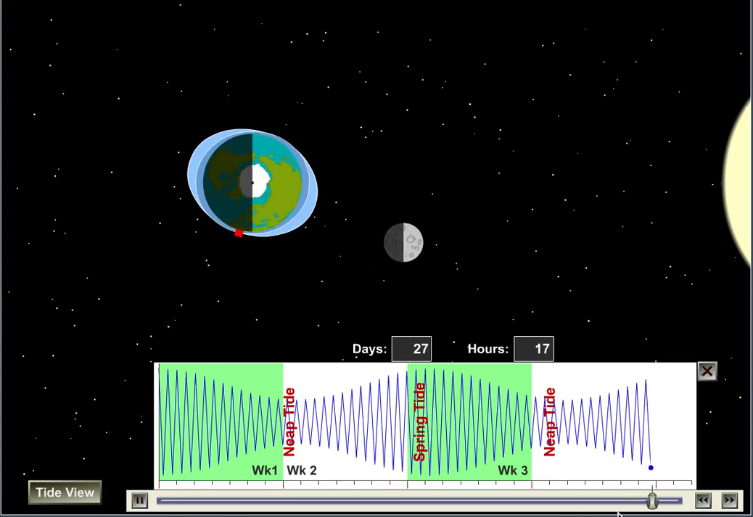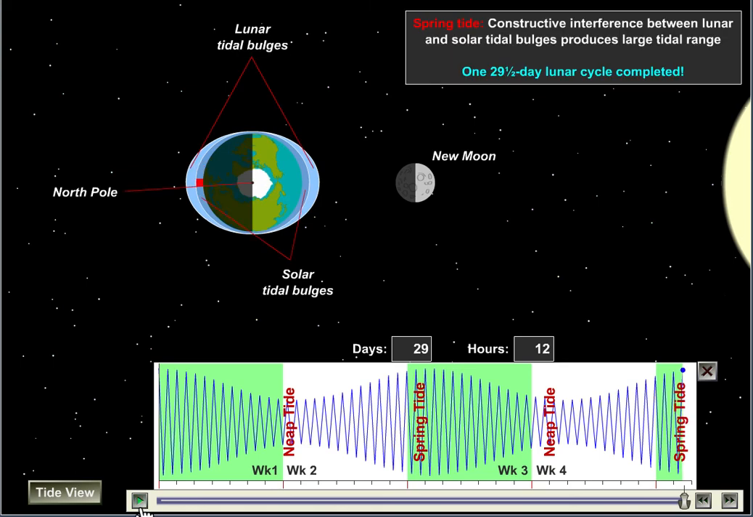Notice our tidal range is starting to increase. And now we're back to a spring tide because the Earth, the moon, and the sun, again, are all in a straight line. All the gravity is going to pull the water in the same direction. And now our cycle starts over again.